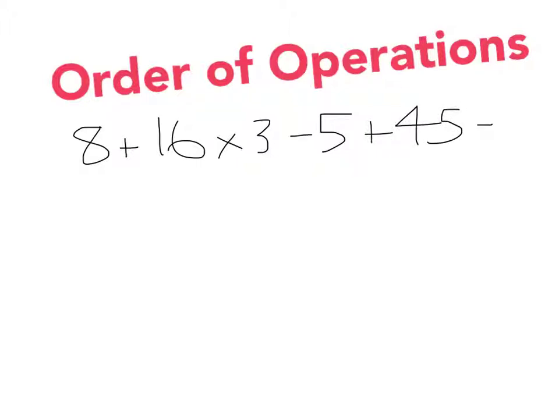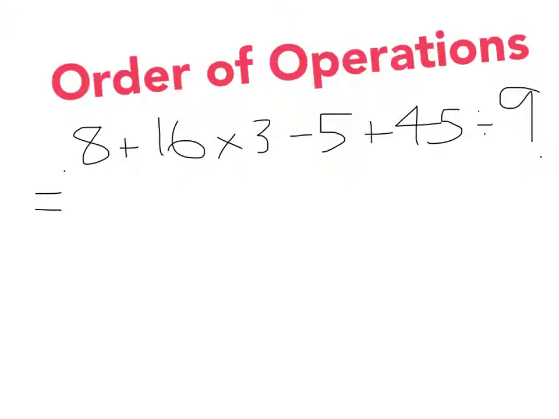Okay, one more example. Ooh, let's do a really tricky one. 8 plus 16 multiplied by 3 minus 5 plus 45 divided by 9. Whoa! Holy moly, that looks really big. Guess what? Each and every one of you will be able to do it. So, we start from the left and move our way to the right.